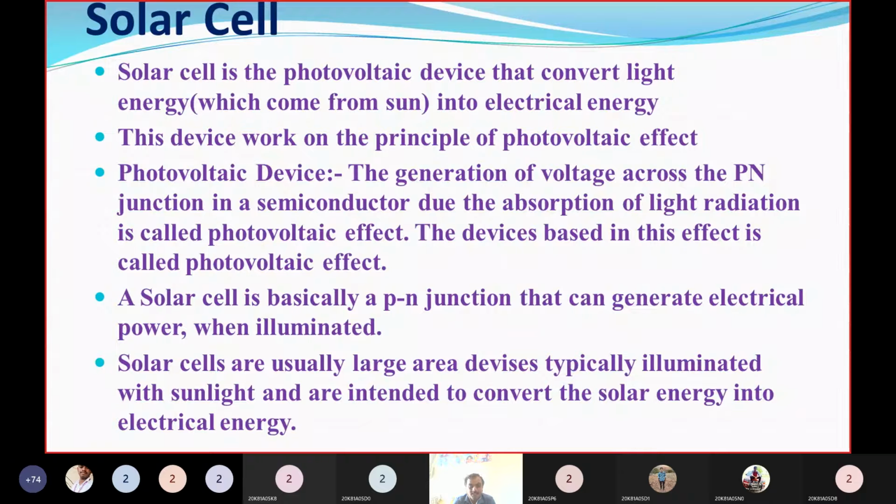In case of photodiode, the illuminated area is only the intrinsic region. But in case of solar cells, the illuminated area is the entire PN junction. So light will be incident on the entire PN junction, and either P region or N region will absorb the light.